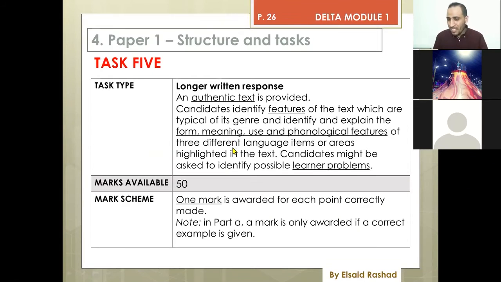So 1 mark, here's the trick here. 1 mark for each correct point. So how many correct points you need to write in paper 1 task 5 if you would like to get the 50 marks? How many? How many correct points? 50. I want you to imagine this. Okay, so you can write 1 point which can be divided into 2 points. So you will get only 1 mark. You lost 1 mark because you just simply didn't know about it.